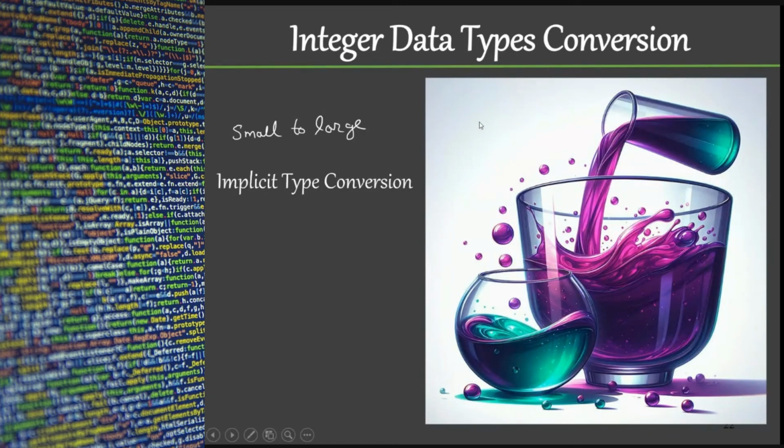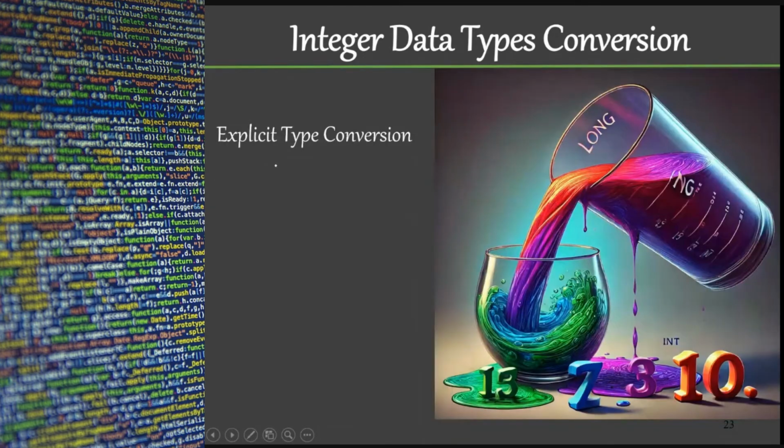When you are pouring any liquid from a small glass to a larger glass, we don't have any kind of risk, because the liquid is not going outside. So it is implicit. Implicit is from small to large. On the other hand, if you know that your large glass is containing only this much liquid, and you have a small container also, so you can convert it, no problem.